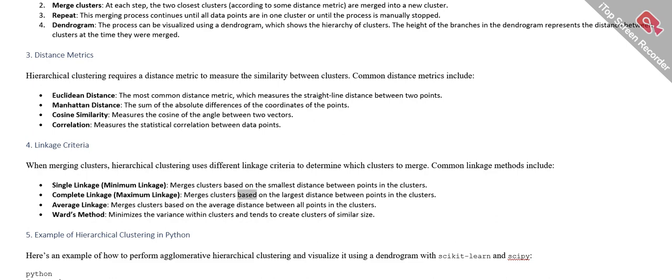Complete linkage. Maximum linkage merges clusters based on the largest distance between points in the clusters. Average linkage merges clusters based on the average distance between all points in the clusters. Ward's method minimizes the variance within clusters and tends to create clusters of similar size.